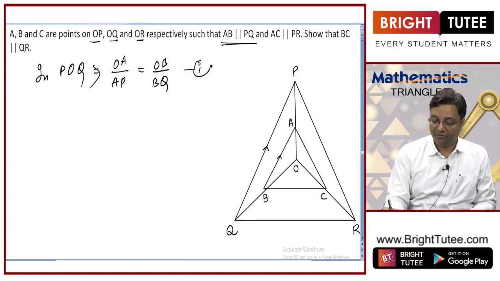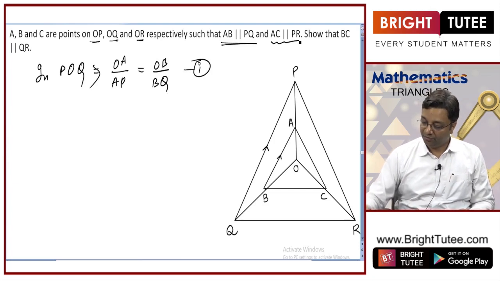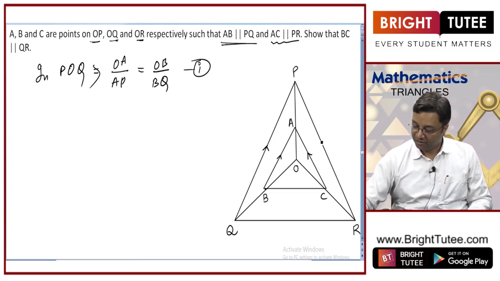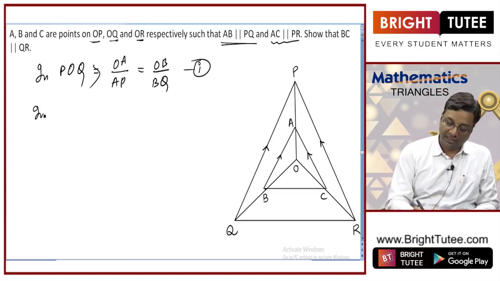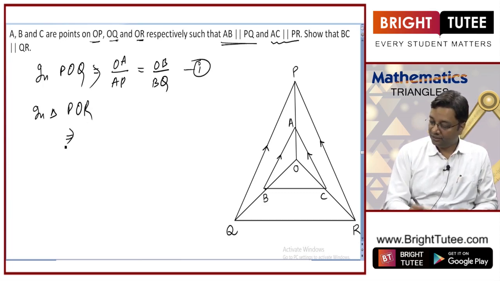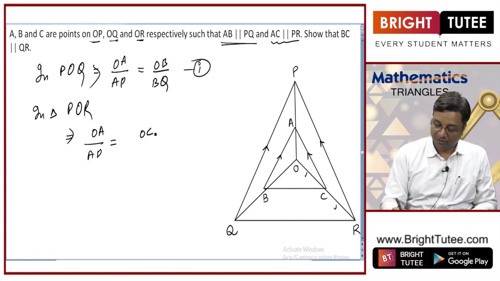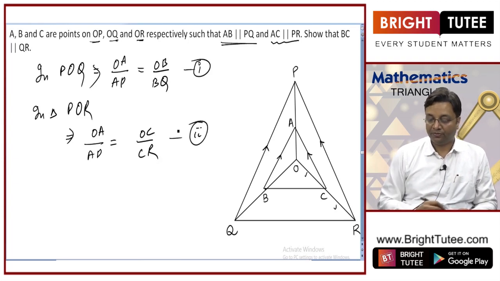Okay, this is result 1. Now the second thing which is given is AC is parallel to PR. So AC is parallel to PR. Now in triangle POR, OA by AP is equal to OC by CR. This is my result number 2.